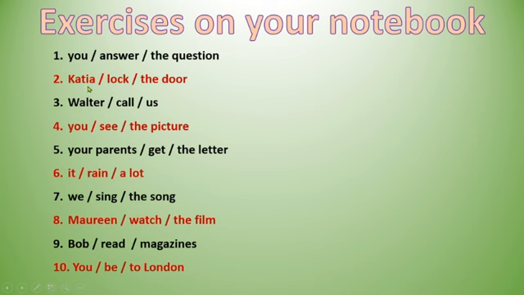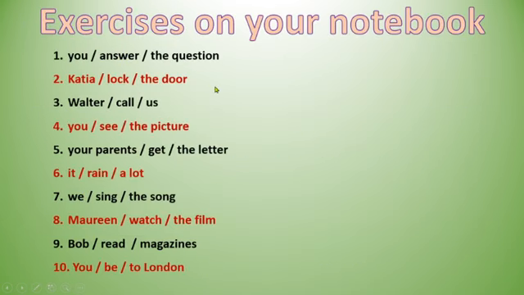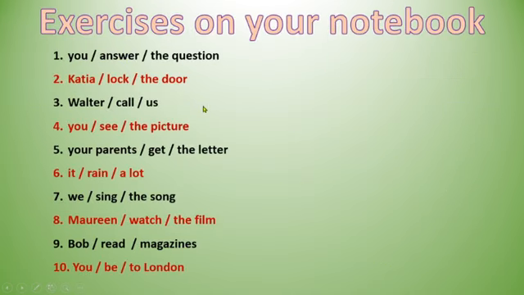Number 2, Katya locked the door. Katya is she, so we use has. Has Katya locked, it's regular. Has Katya locked the door? Okay, and finally, number 3, Walter called us. Walter is subject he, so we have to use has. Has Walter called, past participle is regular verb, called us. Has Walter called us? Okay, and you have to complete the rest of the questions, please, in your notebook.